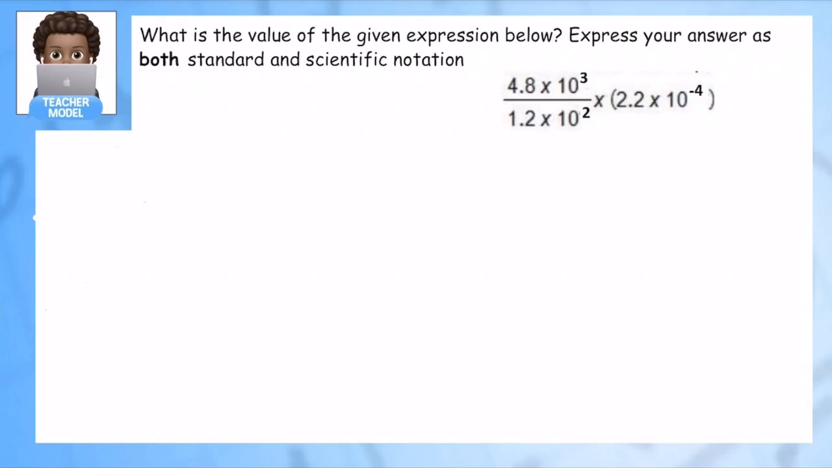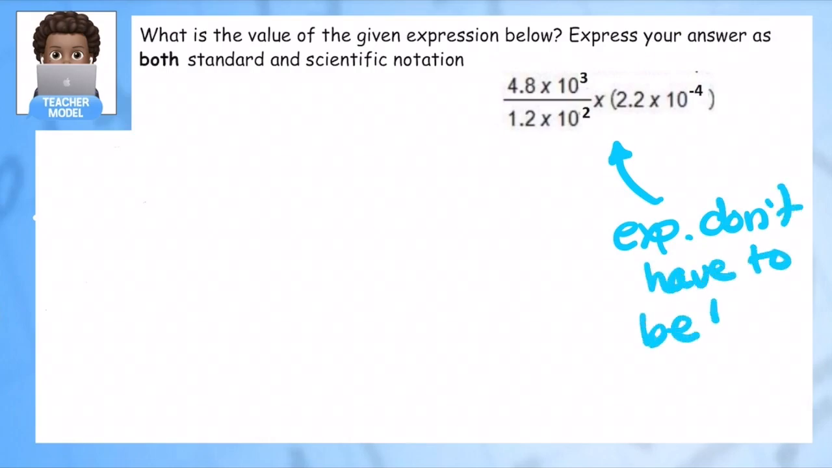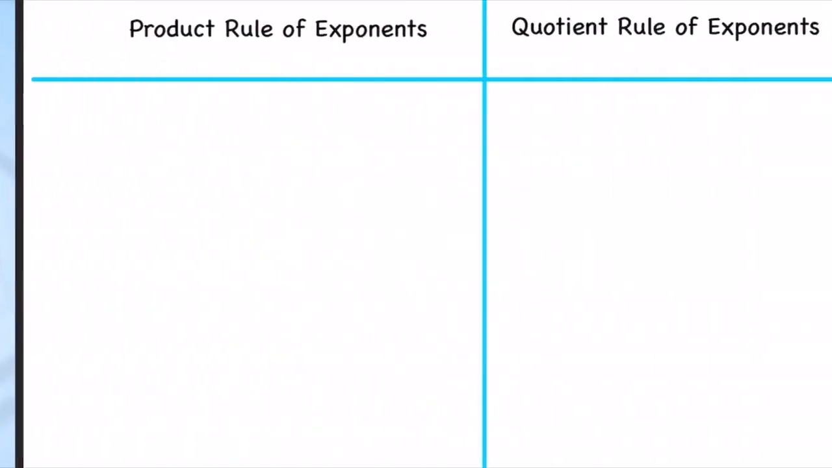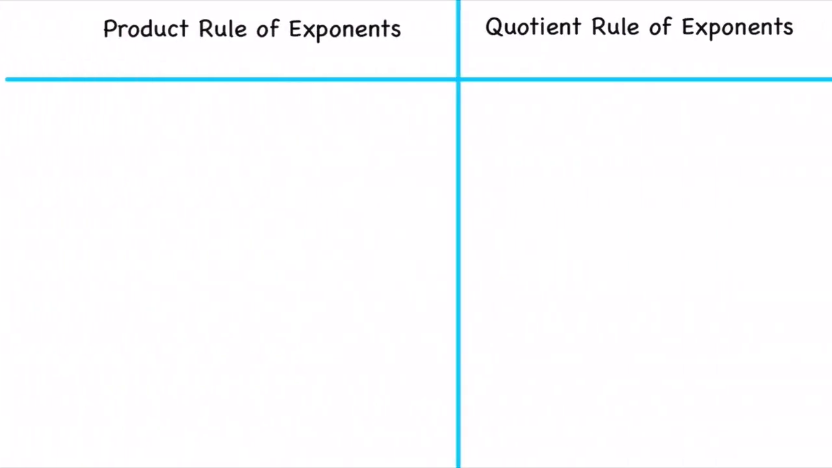Now that we're doing multiplying and dividing with scientific notation, I want to make a huge distinction between adding and subtracting and multiplying and dividing. For multiplying and dividing, the exponents don't have to change. They do not have to be the same. So let's go back a little bit and think about our product rules and our exponent rules, just as a very quick review since it's been a little while.